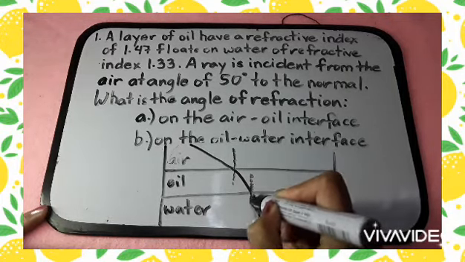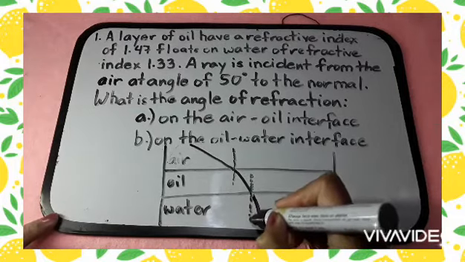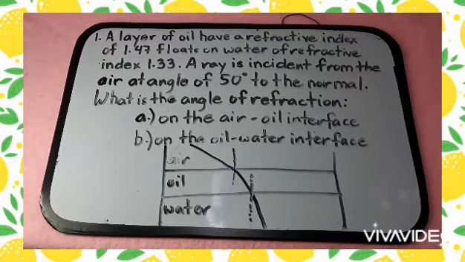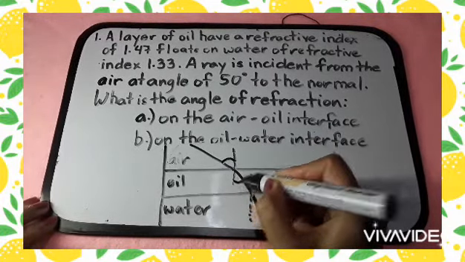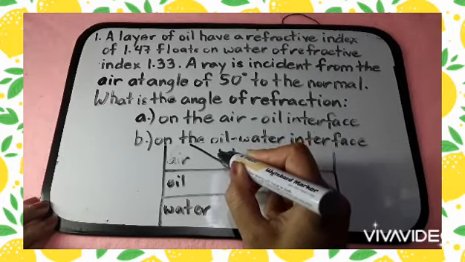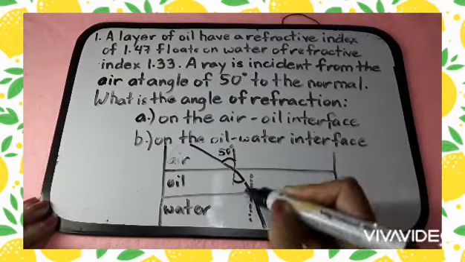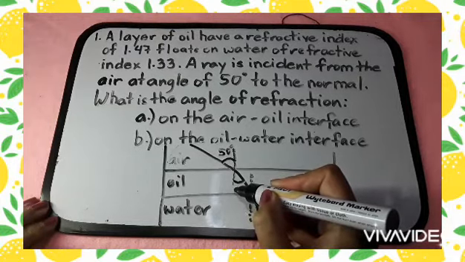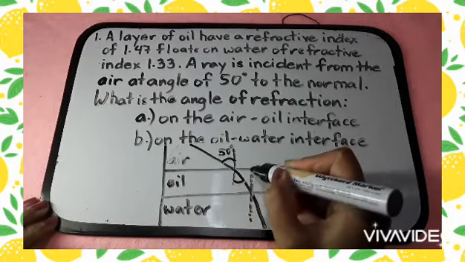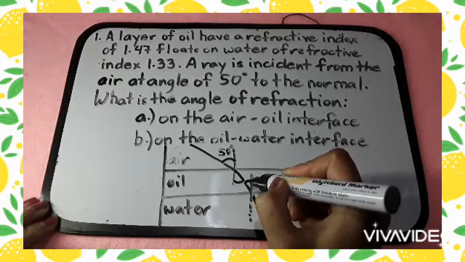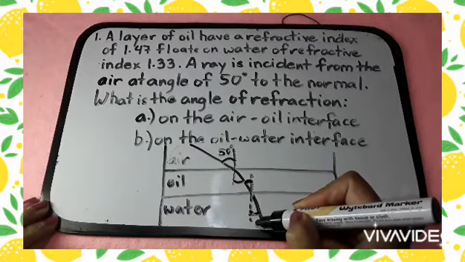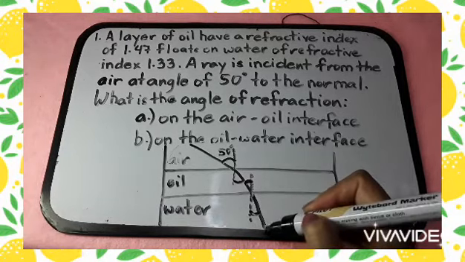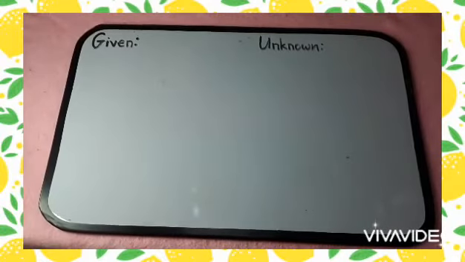So, the normal. Then here, we can now create the angle of incidence and angle of refraction for air, oil, and water. So this is the angle of incidence in air, which has a value of 50 degrees. And the angle of refraction here in oil. Another, we can now have the angle of incidence coming from the oil, and it will create an angle of refraction in the water.